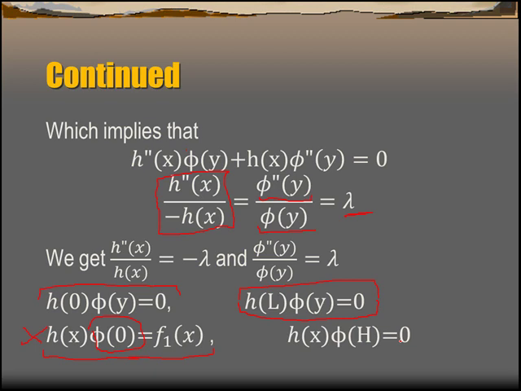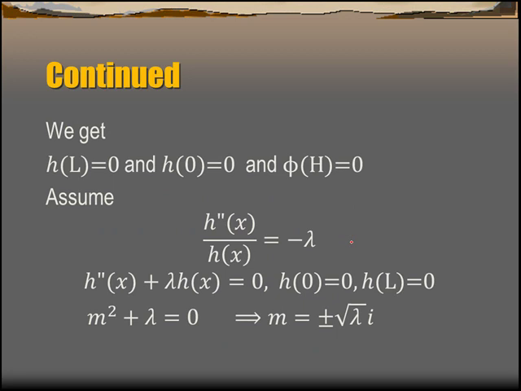So basically we have two conditions for the differential equation in x and one condition for the differential equation in y. So considering the first equation, we see that h double prime divided by h is equal to minus lambda, which can be formulated as h double prime plus lambda h is equal to 0. We can combine these boundary conditions also. So we have a complete second order boundary value problem.